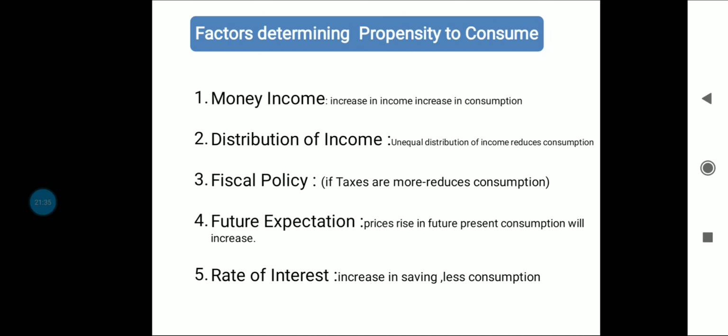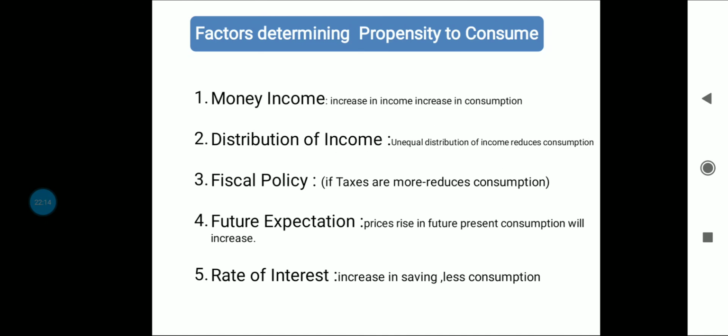Fiscal policy, the policy of taxes imposed by the government. If taxes are more, they reduce consumption. At the very beginning, what we have discussed, C is a function of YD. What is YD? The disposable income. And how do we calculate disposable income? When we deduct the taxes from the level of income, then we get the disposable income. So when taxes increase, the level of consumption will definitely decrease.